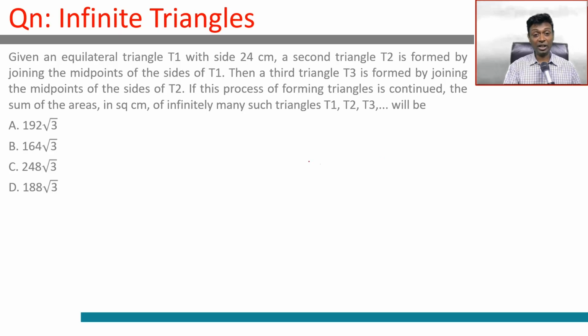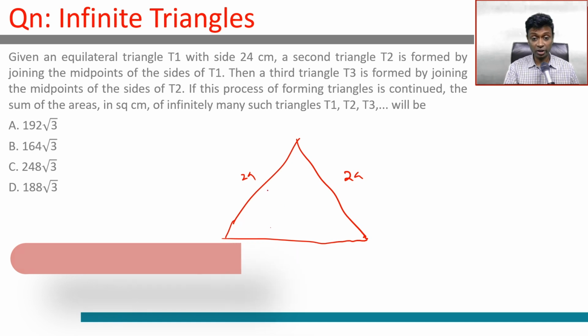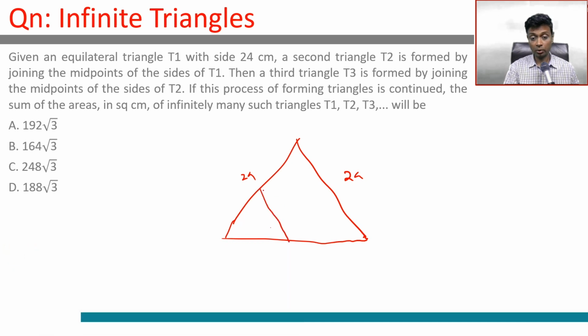Given an equilateral triangle T1 with side 24 centimeters. Wonderful. So T1 has side 24 centimeters. A second triangle T2 is formed by joining the midpoints of the sides of T1. So T2 will also be equilateral. Everything gets broken into half. Every length gets broken into half. So this is 12, 12, 12.